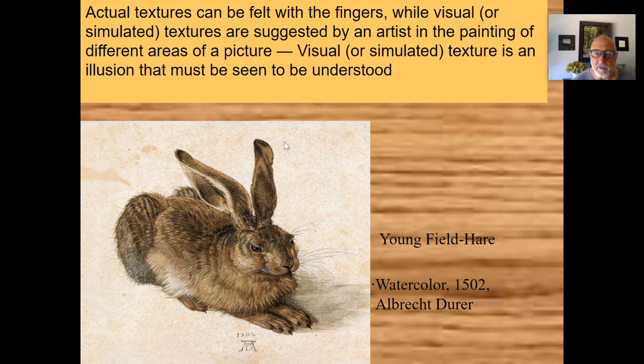So how does this differ from a real texture? Well, here's an image of a rabbit. A rabbit exists in the real world. The artist attempted to capture that texture with a visual illusion of the fur. So it's a real texture, but it's a visual illusion, a visual texture. It's both real and visual. It is not an actual texture. If you were to reach out and touch it, it would not feel like fur.